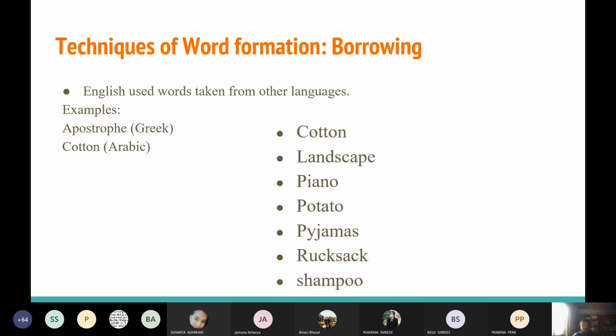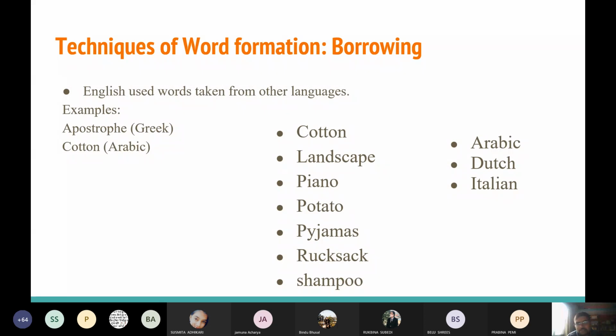Let me tell you, the first word, as I told you, cotton, is an Arabic word. What about landscape? Landscape is taken from which language? Can anybody tell me? It is taken from Netherlands, the language we call Dutch. Then next, piano. Piano is taken from the Italian language. Next, potato. Can anybody tell me which language potato is taken from?